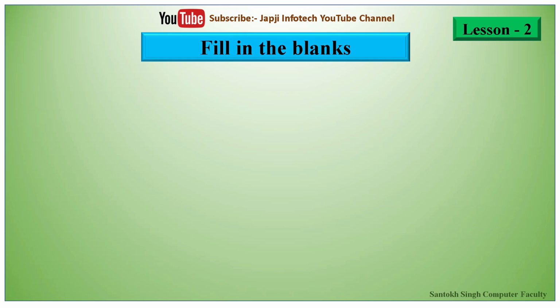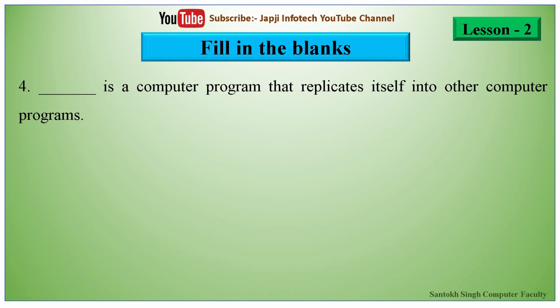computer. And the fourth one is: dash is a computer program that replicates itself into other computer programs. And the options are spyware, virus, phishing, and the last one is malware. And the right answer is: virus is a computer program that replicates itself into other computer programs.